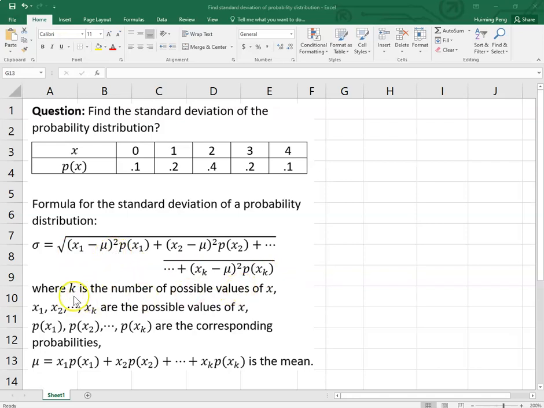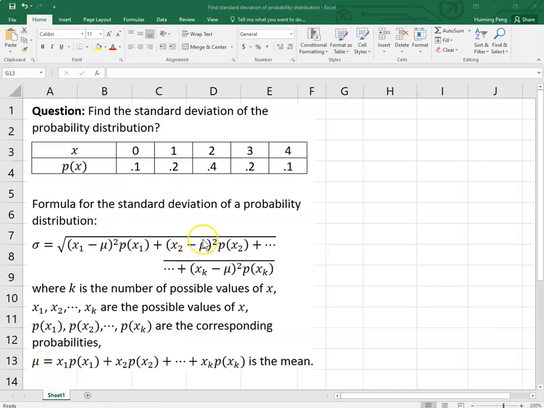First, k is the number of possible values of x. In our example, how many possible values of x? 1, 2, 3, 4, 5. So k equals 5. The x values are the possible values of x: x1, x2 to xk. The values are in the first row. p(x) are the corresponding probabilities, which are the values in the second row.